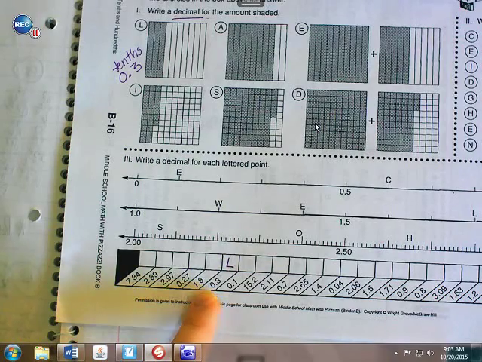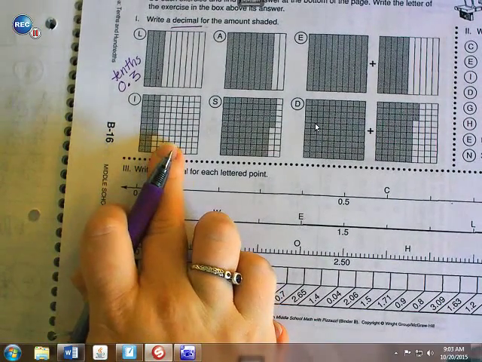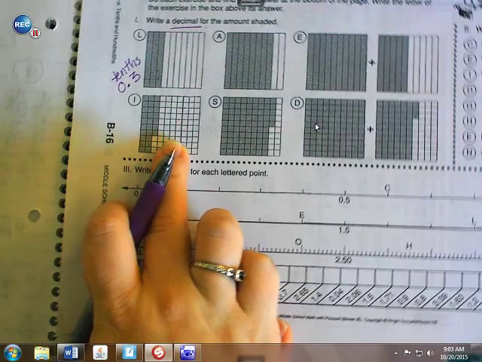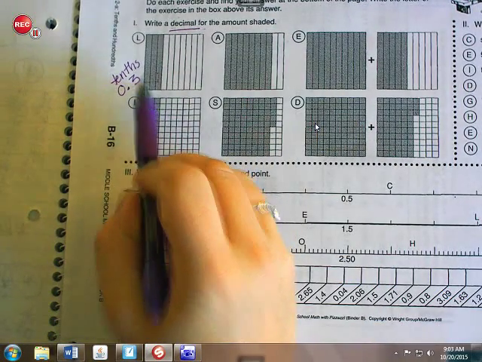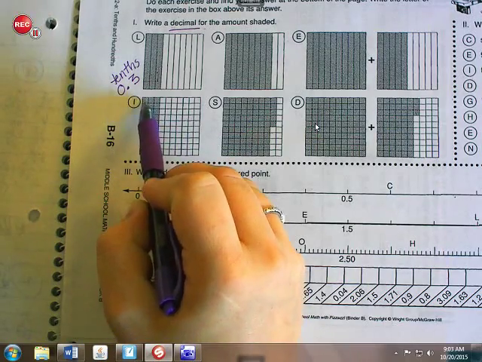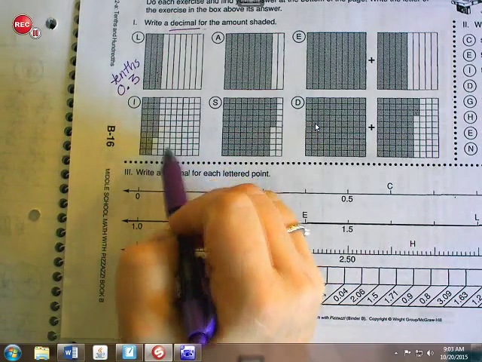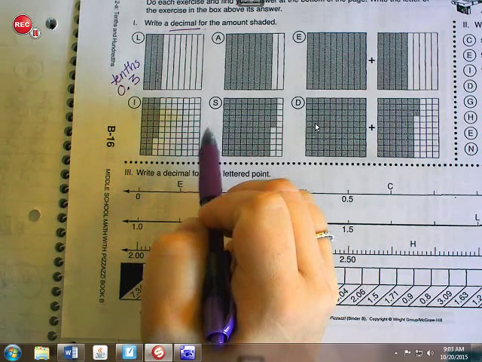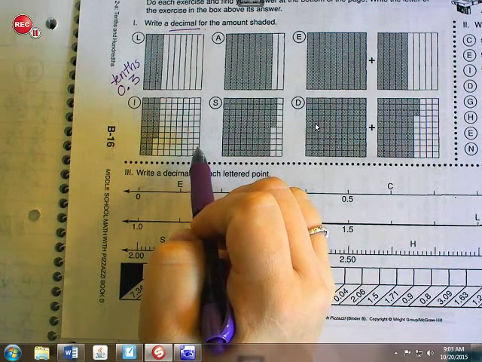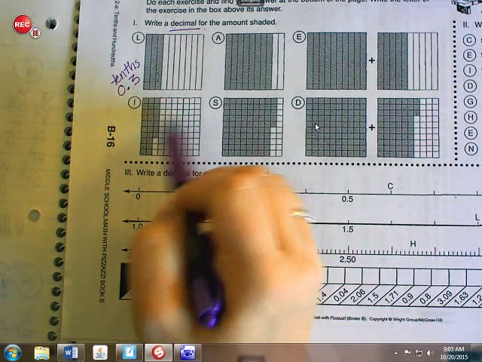Pretty easy. Down at the bottom, this is kind of review because we've already done this, where you have to find the letter on the number line. Okay, look at the first one. It's broken into tenths because there are 1, 2, 3, 4, 5, 6, 7, 8, 9, 10 parts to get to the first whole number. In the second number line, it's also broken into tenths, but it starts at a 1 and ends at a 2. So this would be 1 and 1 tenth, 1 and 2 tenths, and so on.